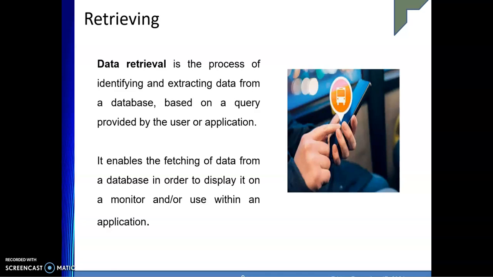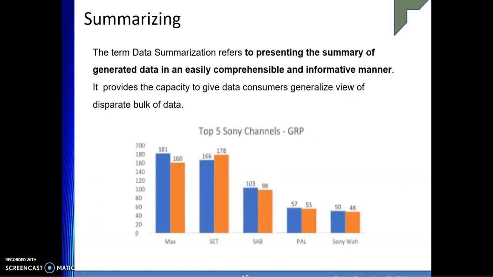We are trying to query, right, based on the way we need to do it. Okay, and then whatever data we retrieve, we try to display it, whether we are displaying it on a monitor, or whether we are using it in some kind of application. So retrieving is a process of identifying and extracting the data based on some kind of queries and all those things. Okay. So having said that, next comes data summarizing, which is a very important part.